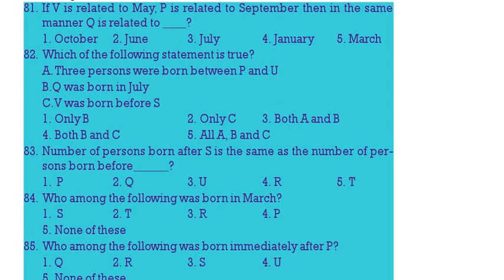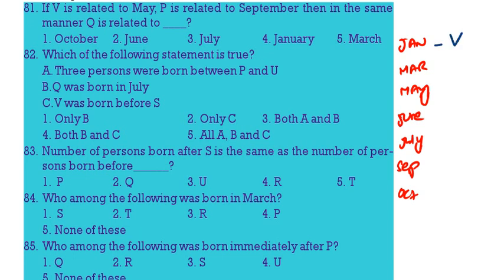See, the months we are having are January, March, May, June, July, September, October. So V, R, S, P, Q, T, U. If V is related to May, P is related to September, Q is related to October. So October is the correct one.